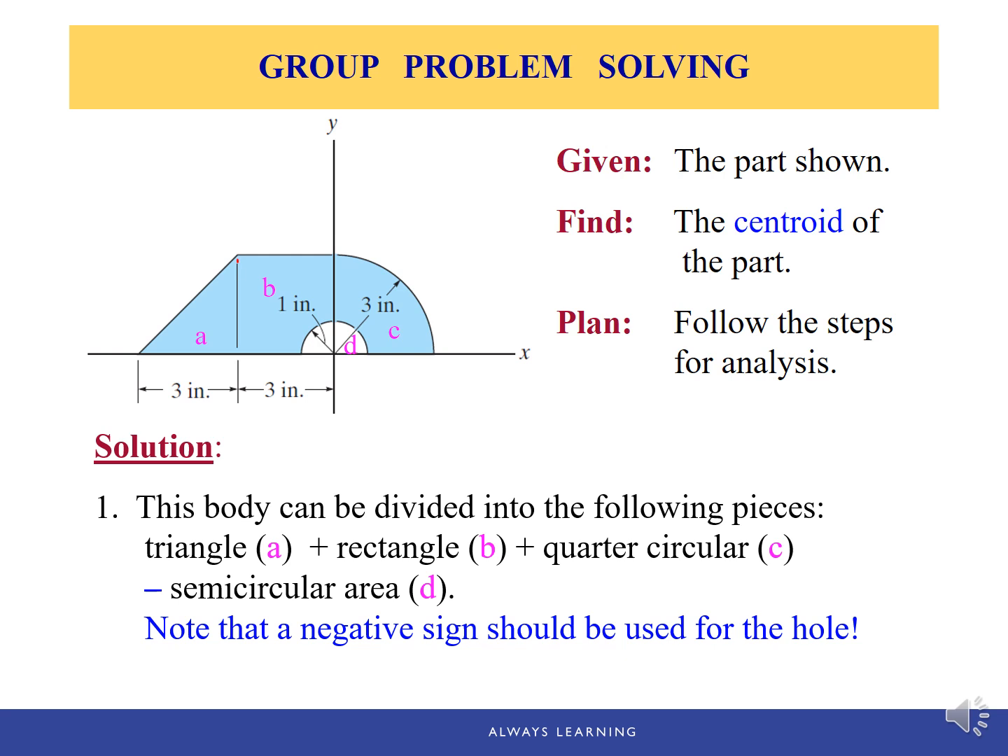So here, since we're treating B as a rectangle, that means we're including this corner, which originally was a hole here. And for C, is a quarter circle as well. This corner was actually a hole originally. So therefore, we have to subtract the semicircular area D. So note that a negative sign should be used in the table for this semicircular area D, which is the hole.